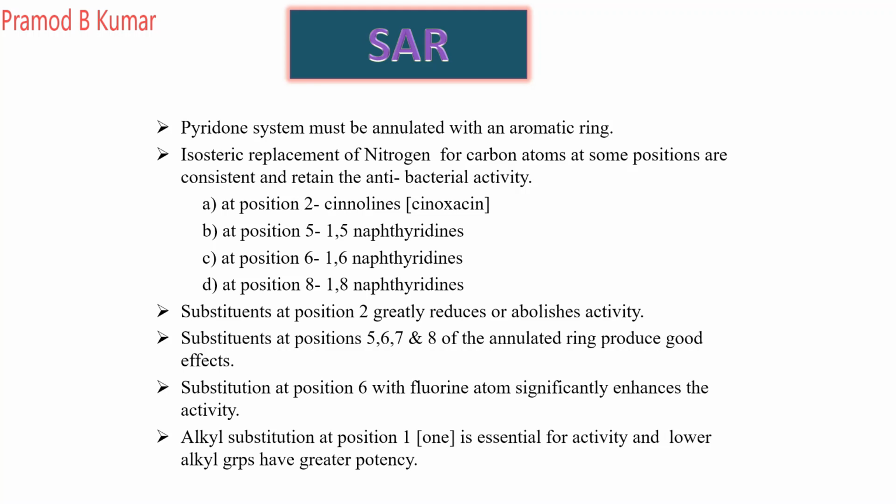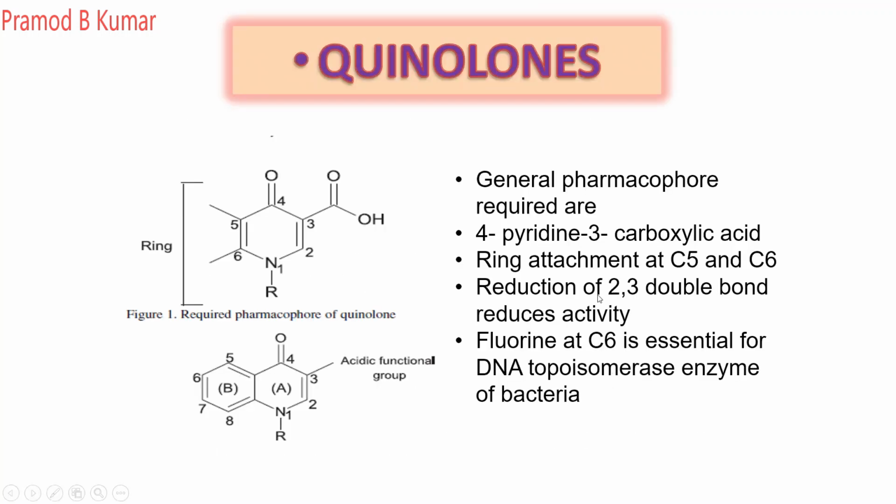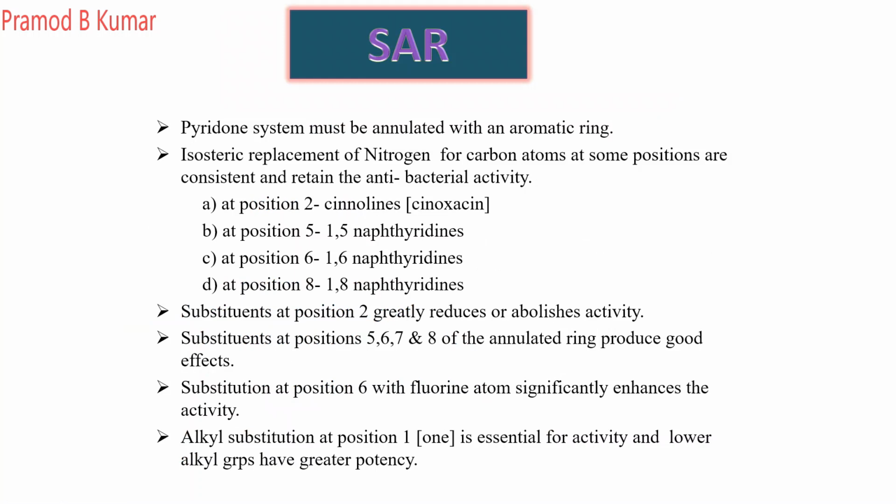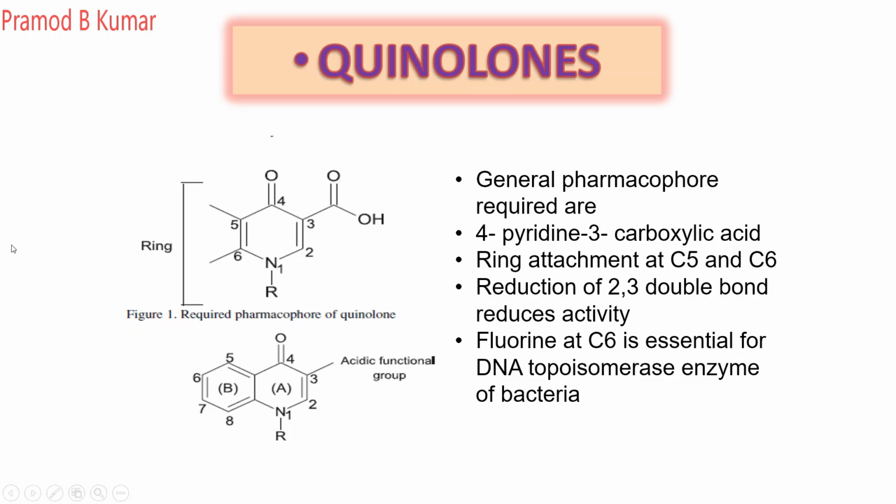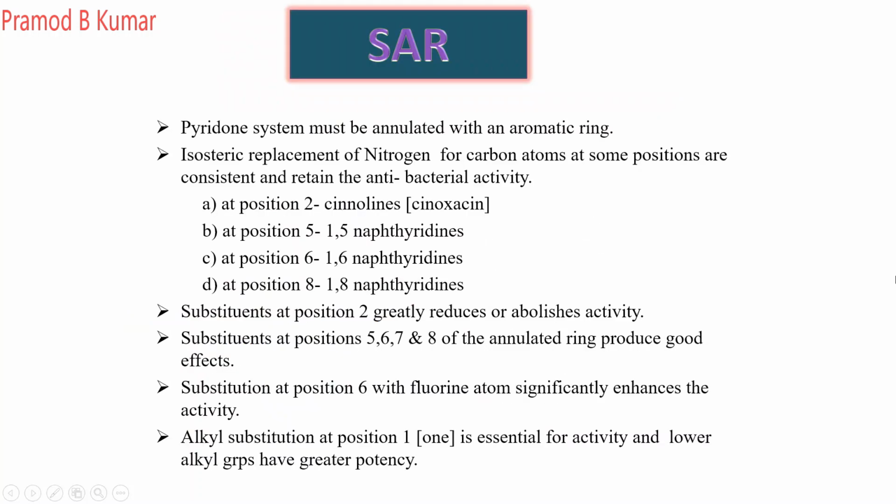Next, substitution at the second position reduces the activity. So if you see the structure over here, substitution at the second position will reduce the activity. So there should be no substitution at the second position. Substitution at 5, 6, 7 and 8 of the annulated ring produces good activity as mentioned. So if there is a substitution at 5, 6, 7 and 8, then the activity improves. Substitution at the sixth position with fluorine has a significant increase in your antibacterial activity.